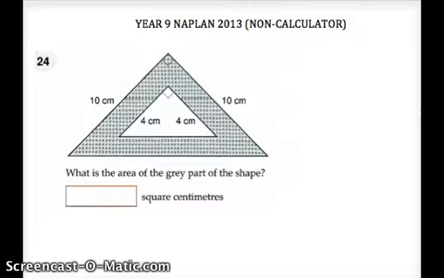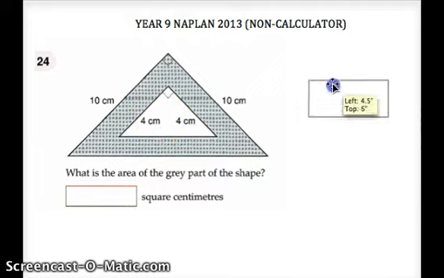This is question 24 of the 2013 NAPLAN non-calculator paper. The question is, what is the area of the grey part of the shape? So that's the shaded area. You can pause the video and try the question. Now, the way that we can find the shaded area, we can find the area of the large triangle and take away the area of the small white triangle.